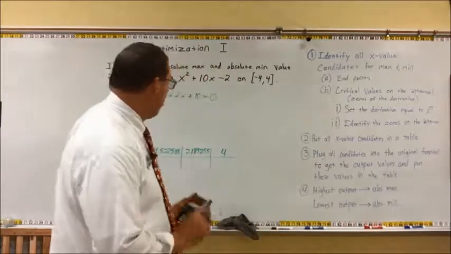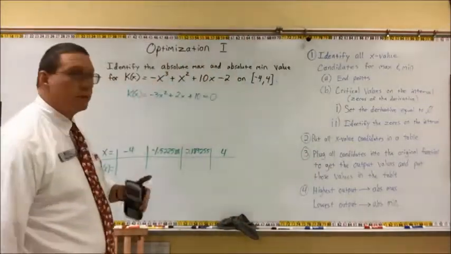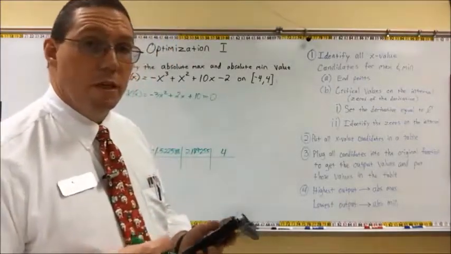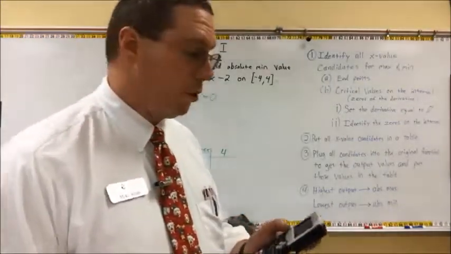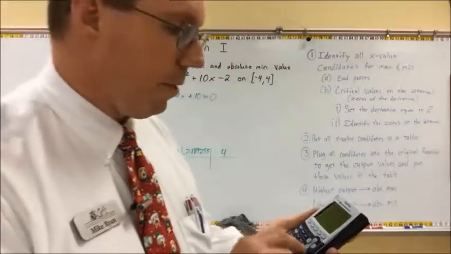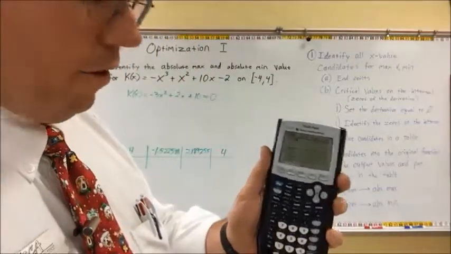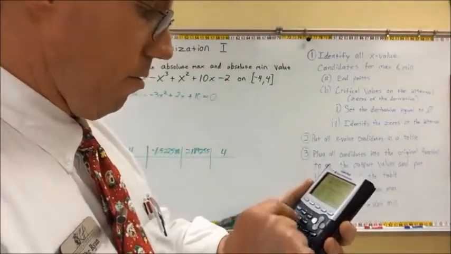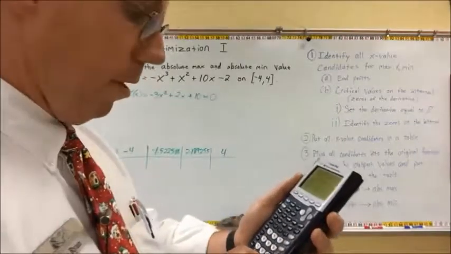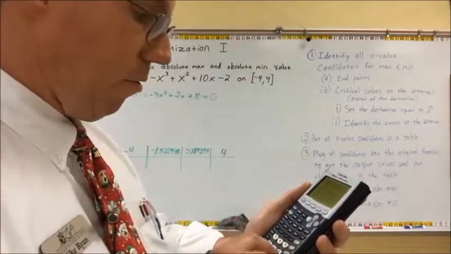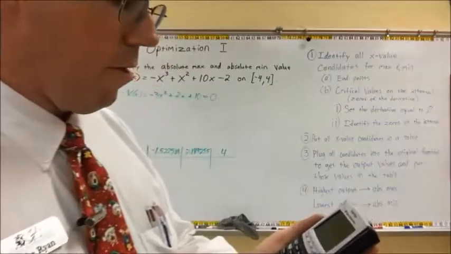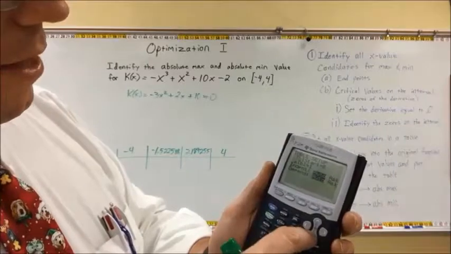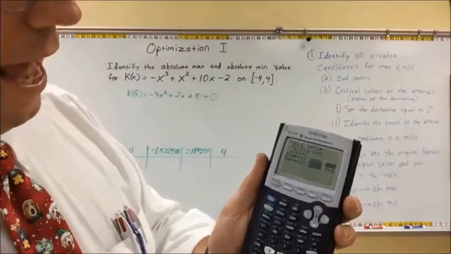Step 3, I'm going to plug all 4 of these numbers into the original function, -x to the third power, etc. You know what I'm going to do? I'm going to use the table feature. I'm going to go to y equals, clear out y1, and key in the function there: -x to the third power, plus x squared, plus 10x minus 2. And then I am going to go to second window, which will give me table set. And then I'm going to go down here to independent, ask.